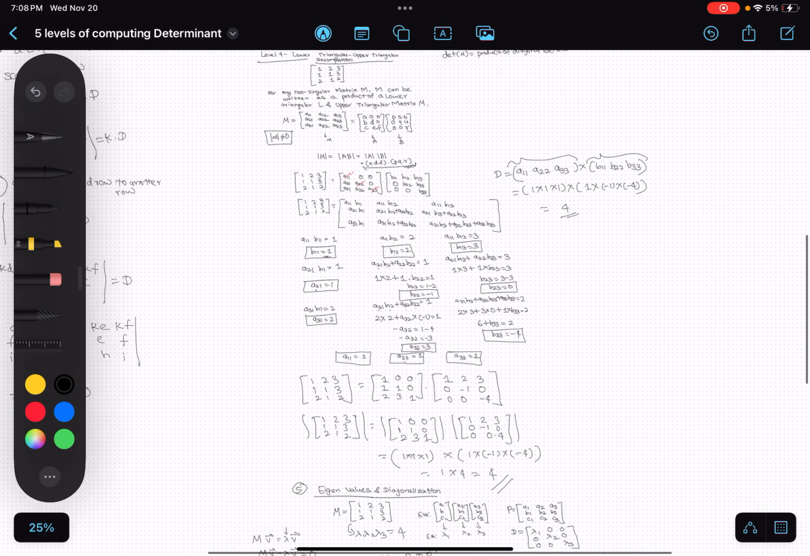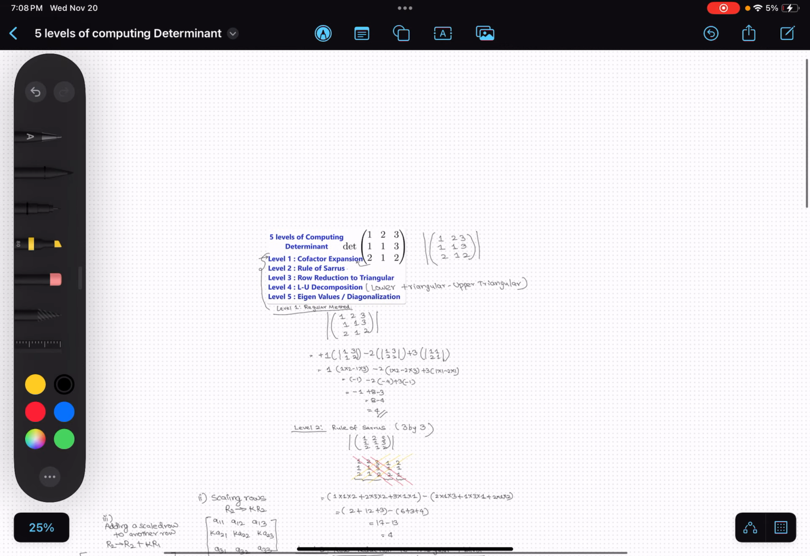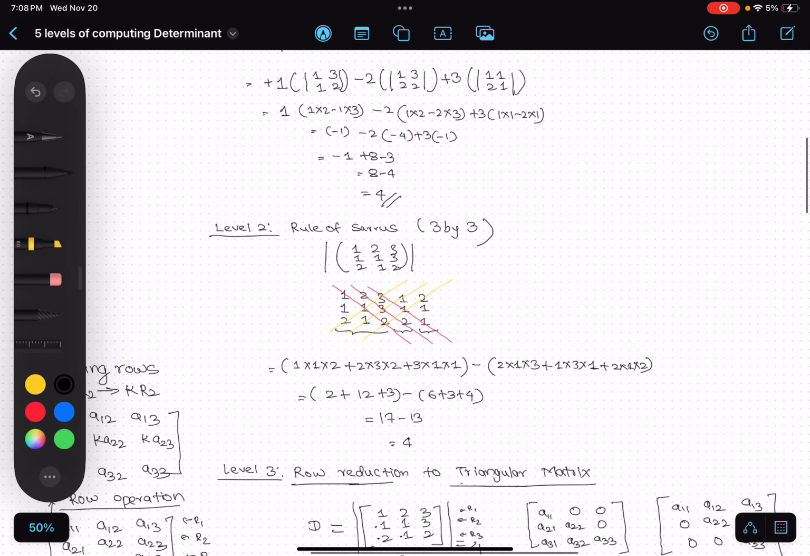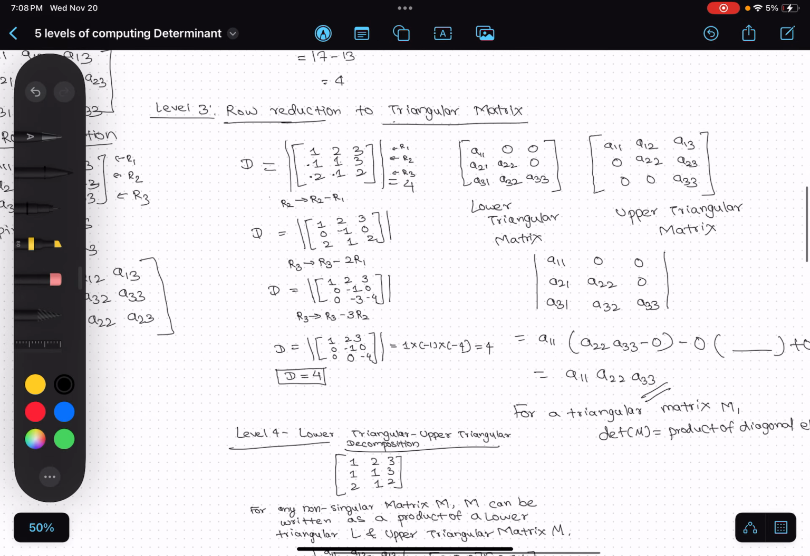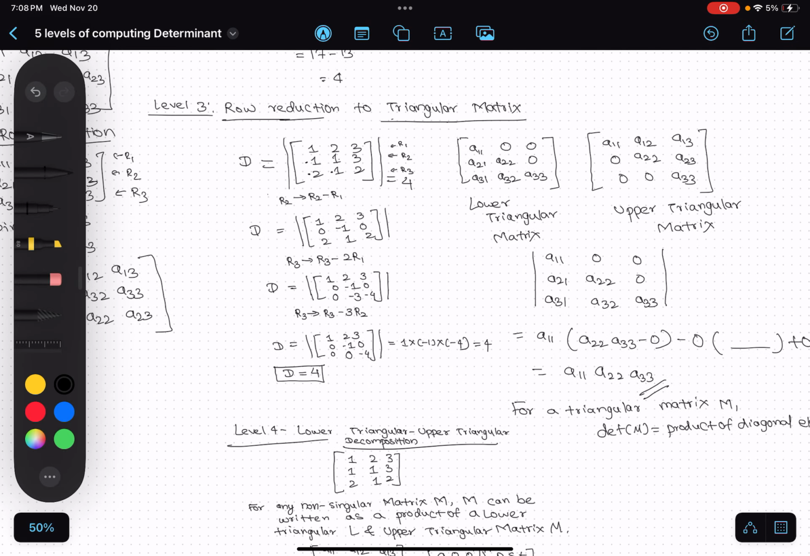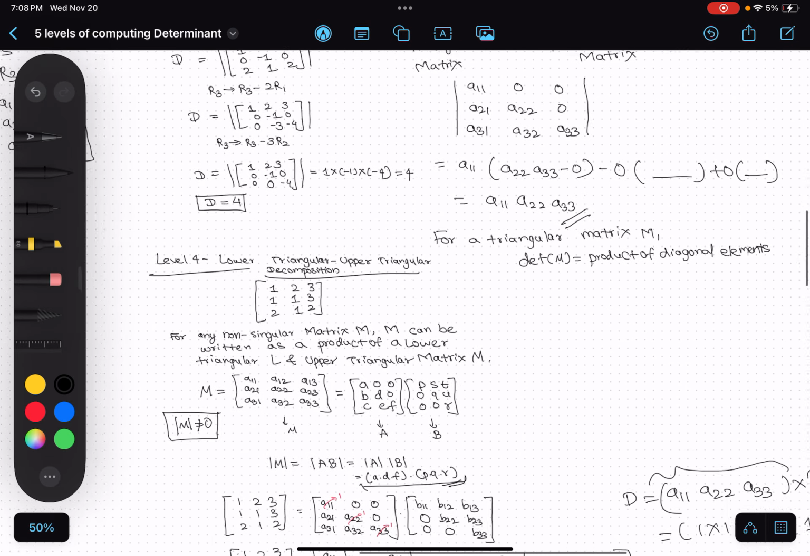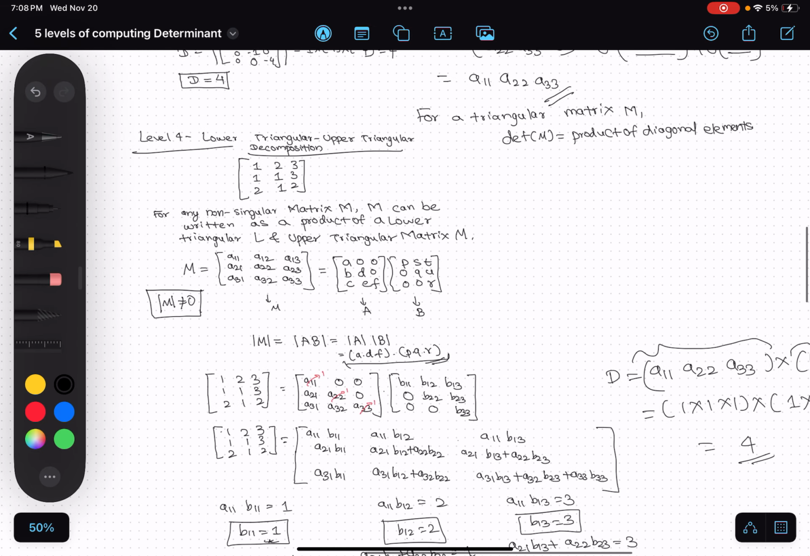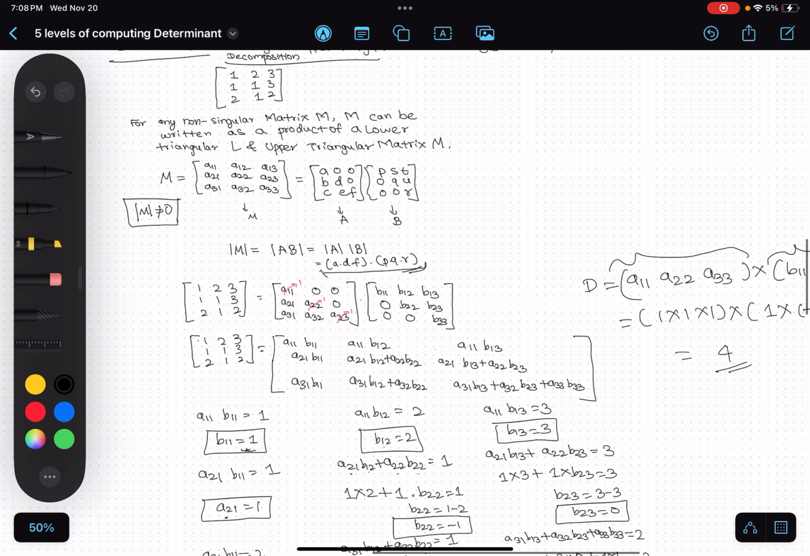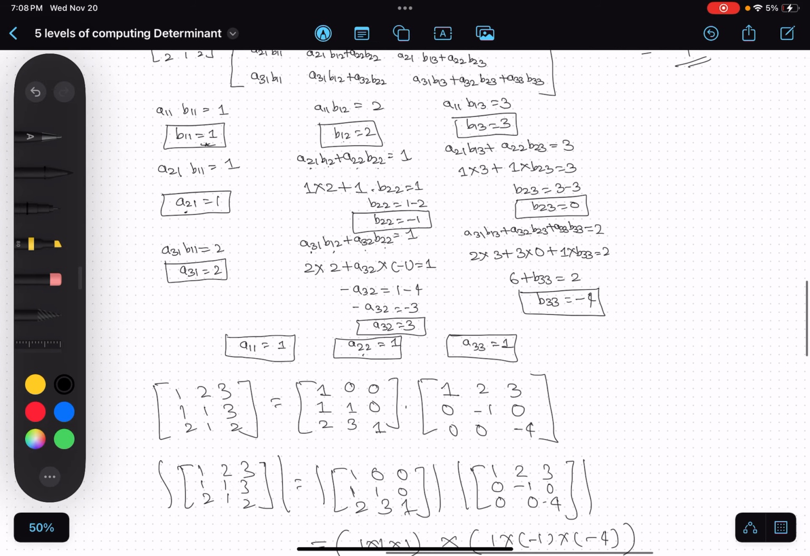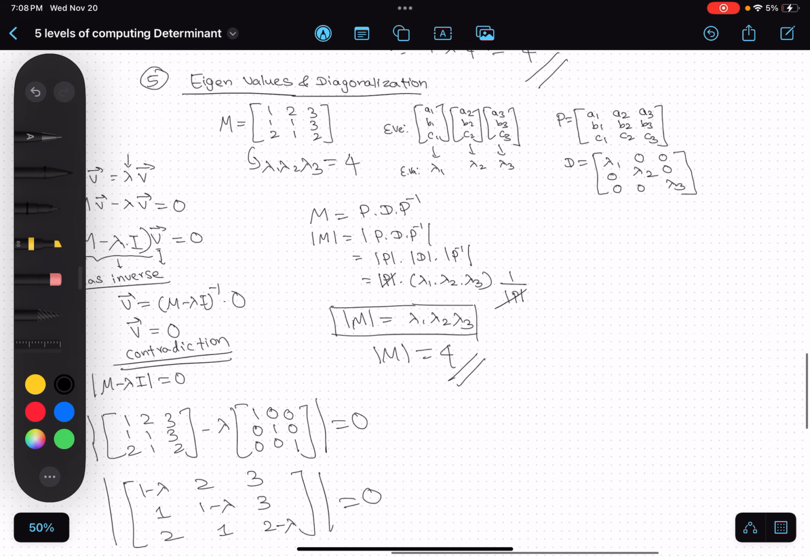So these are the 5 ways of finding a determinant. The first one, the cofactor expansion, the normal one. Second one, the rule of Sarrus. Third one is row reduction to a triangular matrix, and recording these steps, like how the determinant changes. Fourth one was decomposing into a product of lower triangular and upper triangular matrices. And the last one was eigenvalues and diagonalization.